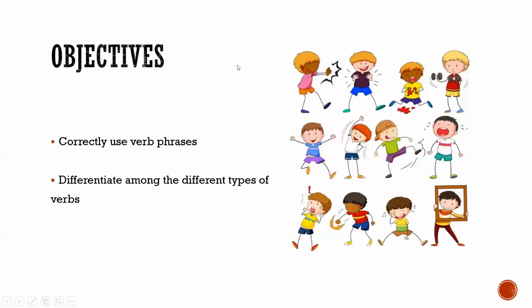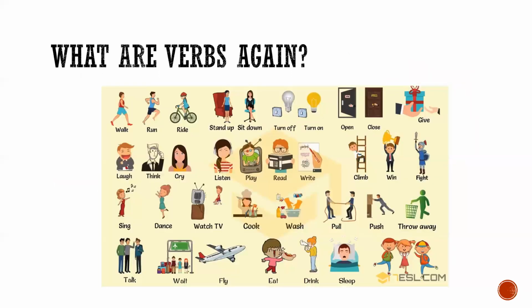Let's begin with our objectives. So firstly, we want to learn how to correctly use verb phrases. And secondly, we want to differentiate among the different types of verbs. Yes, we know that the basic definition of verbs would be action words, okay? But actually, we have two other types of verbs that we would learn about, and they're very important in forming verb phrases. Okay, so let's have a recall right here.